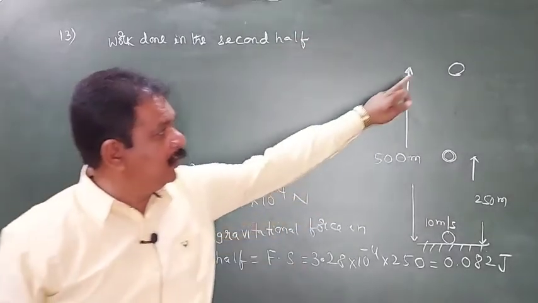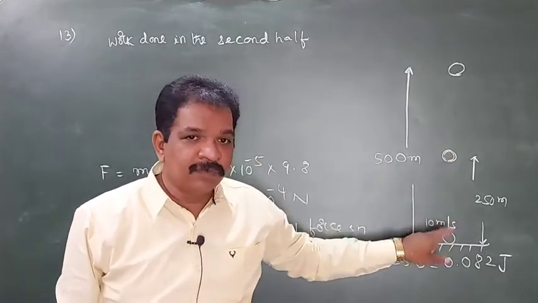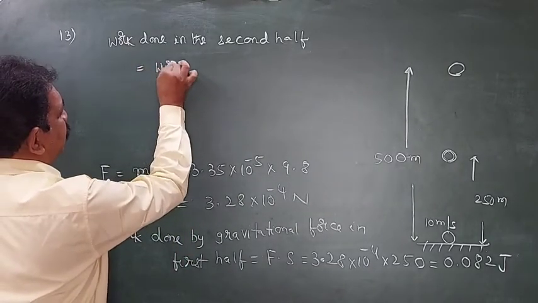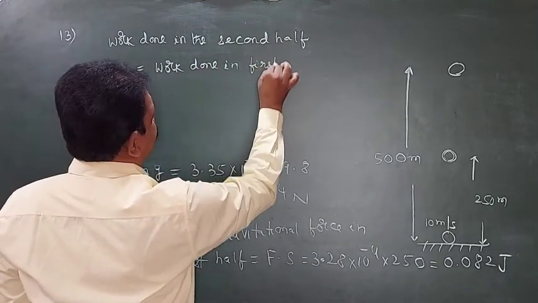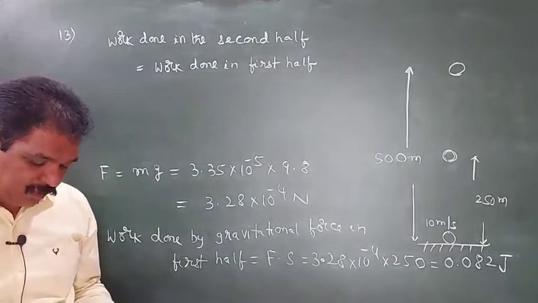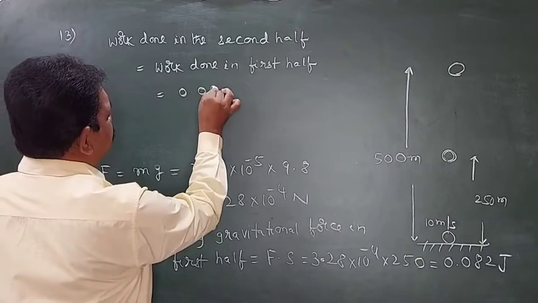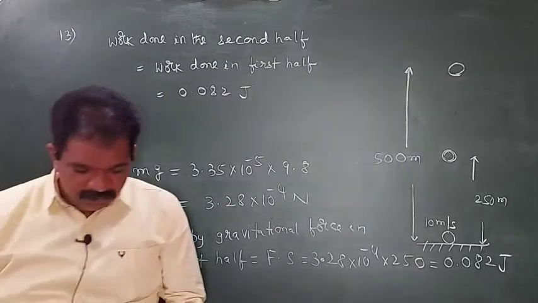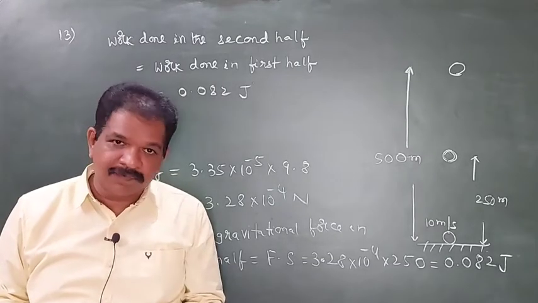Force is same. Here the gravitational force will be the same, and the distance is also the same. So the same work will be done. Work done in the second half is equal to work done in the first half. So again, this value will be 0.082 joules. One more thing they are asking: what is the work done by the gravitational force on the drop in the first and second half of its journey?